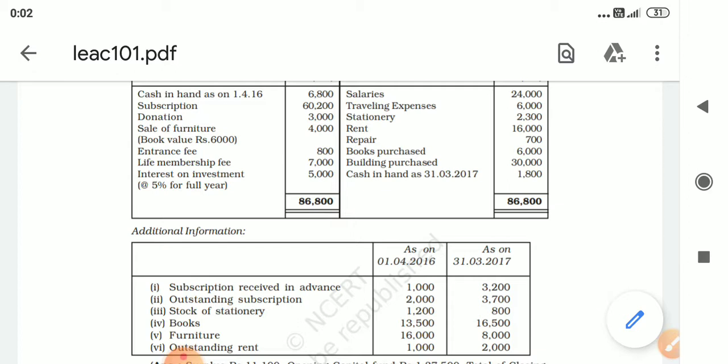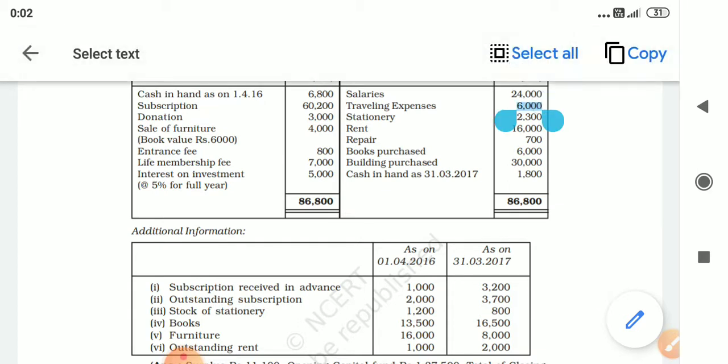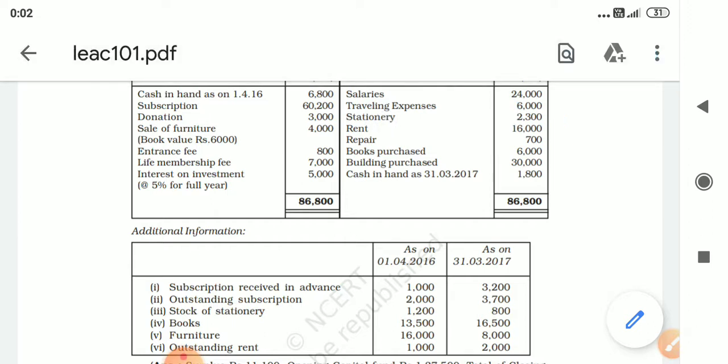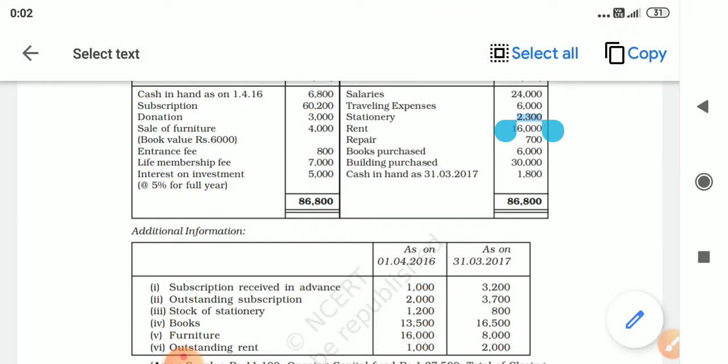Similarly, traveling expenses 6,000 is an expense. Stationery. Now stationery 2,300 is here. If nothing is mentioned, this will appear in expenditure. But give attention, this is something new in this sum. Stock of stationery is here. Can you see stock of stationery?